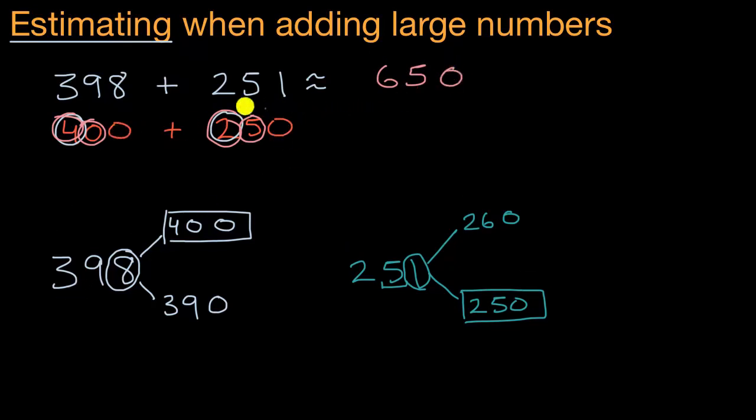And so there you have it. We were able to estimate 398 plus 251 as being roughly 650.